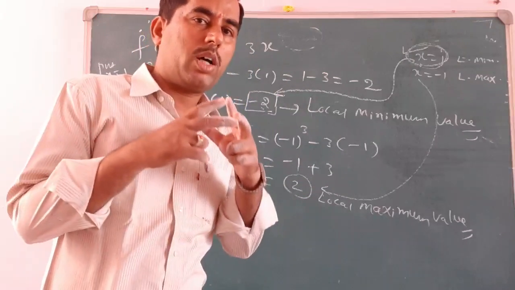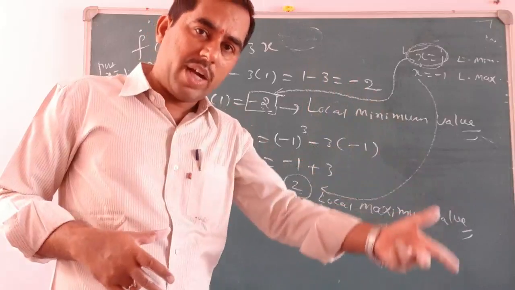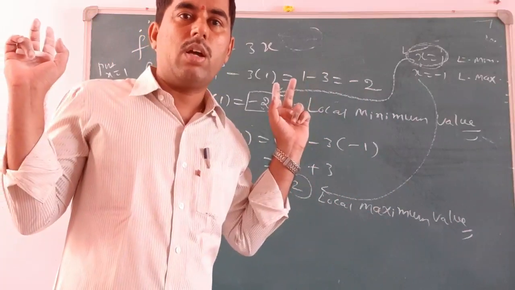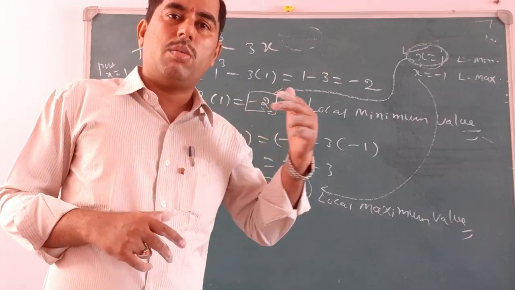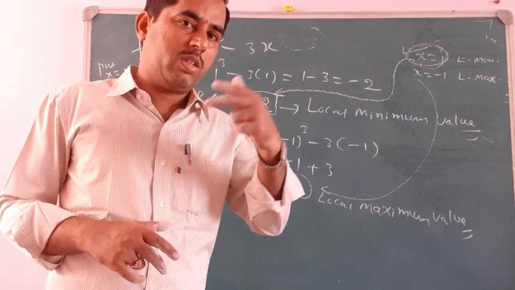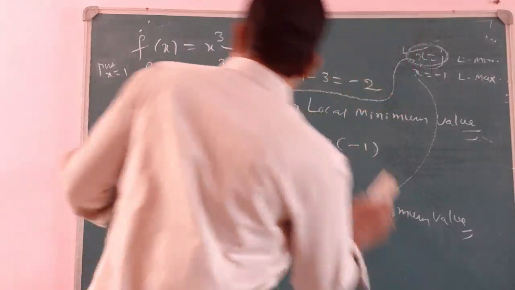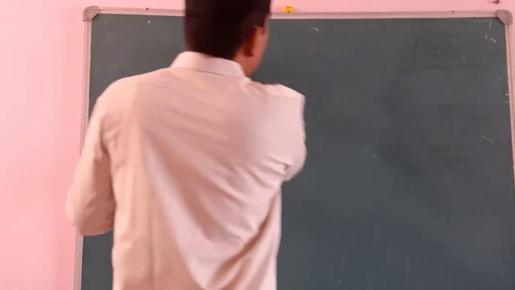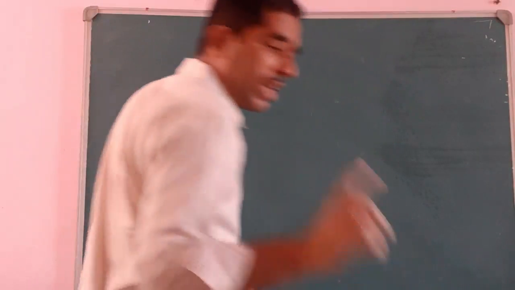So we have found the points of local minimum and local maximum, and the local maximum value and local minimum value, by using the first derivative test. In this session we have discussed the definitions of maximum value and minimum value, then the first derivative test, and we have worked out one example.